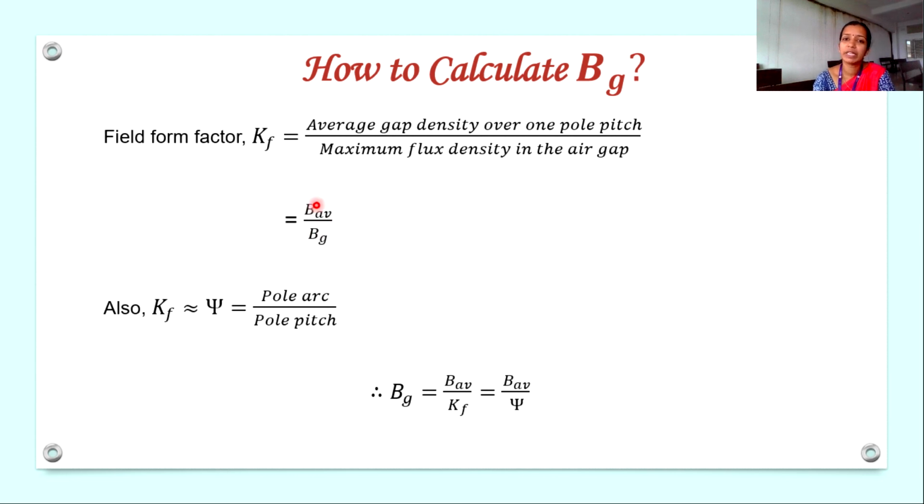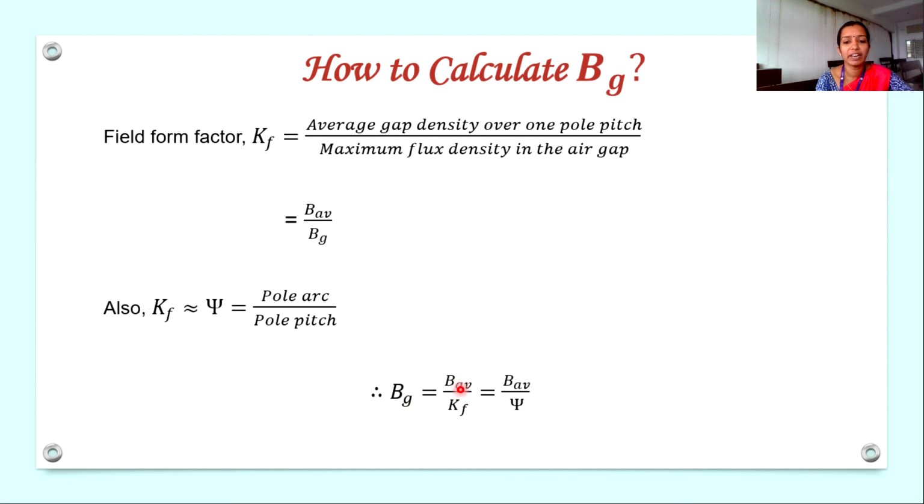B average will be known for a machine. This is known as the magnetic loading of a machine. We will study it in detail in the next module. So B average will be known for all machines, and if we know the value of Kf also, we will get the value of Bg. Now, how will you get the value of Kf, the field form factor? The field form factor is approximately equal to psi. For a machine, psi is the ratio of pole arc to pole pitch. If psi is known, we will get the value of Bg.